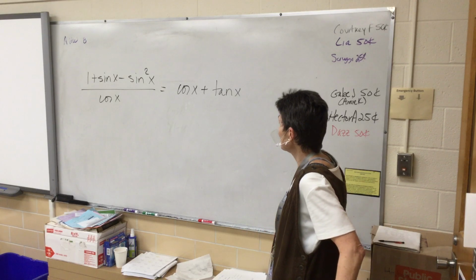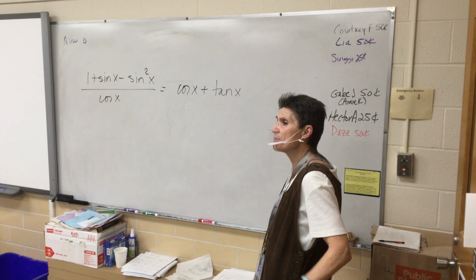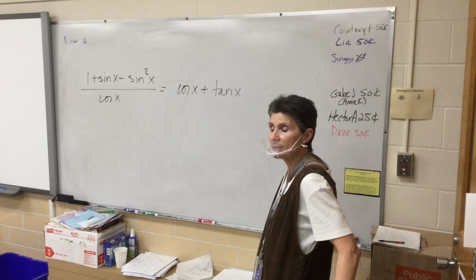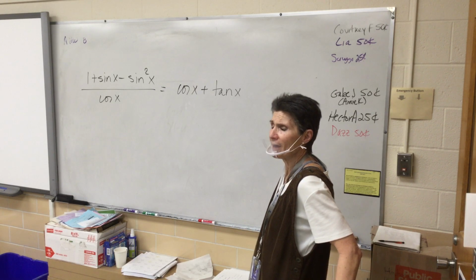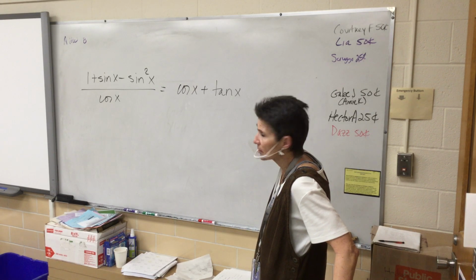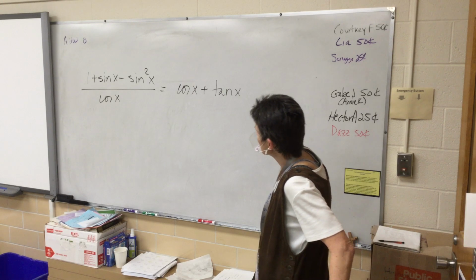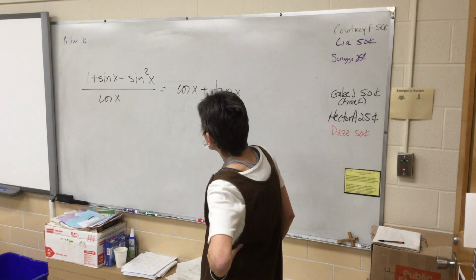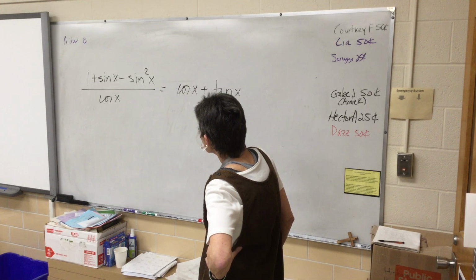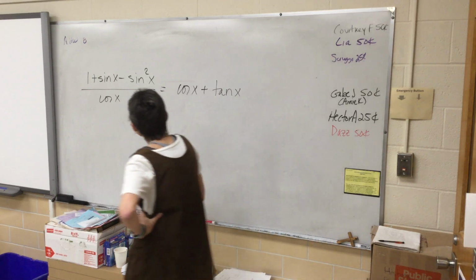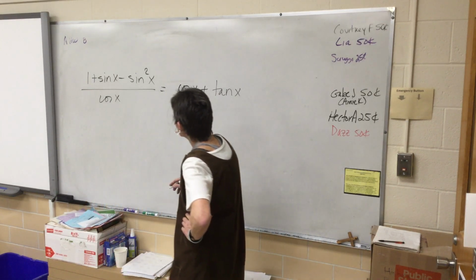Well, who's got any kind of idea at all? Anything at all that pops into your head? Rory, you're on fire today. You factor the numerator? Yeah, like rearrange it and factor. You put 1 minus sine squared x, and then you take that out.